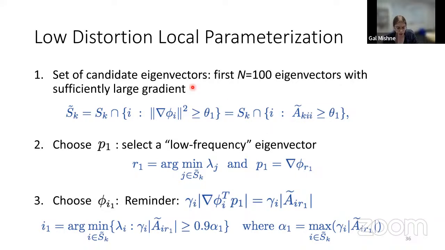So we start out with some candidate eigenvectors that have a large gradient at the point. We're going to do this for every point in the data set based on its local neighborhood. We choose a low frequency eigenvector, one that has a small eigenvalue. Then we use our approximation of the inner product between the gradients of the eigenvectors in order to choose our first initial eigenvector, I1. This is the first direction that has a large gradient at this point.